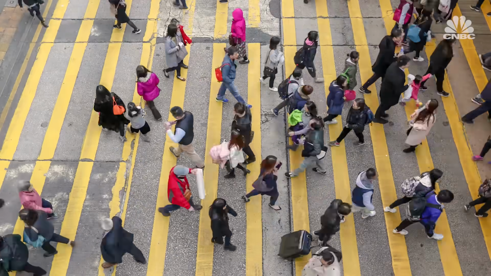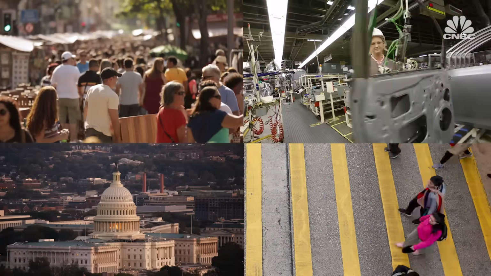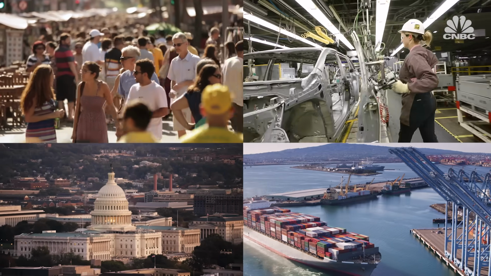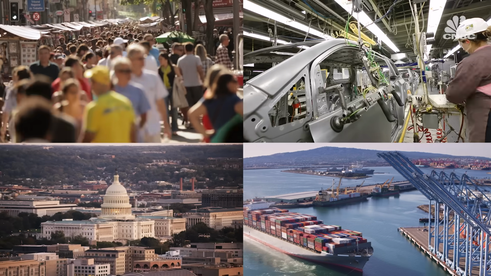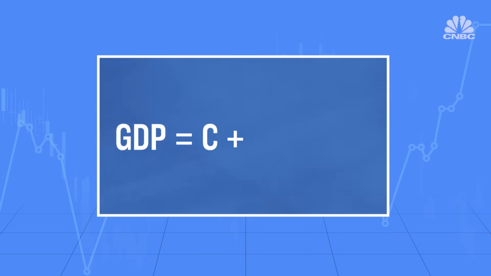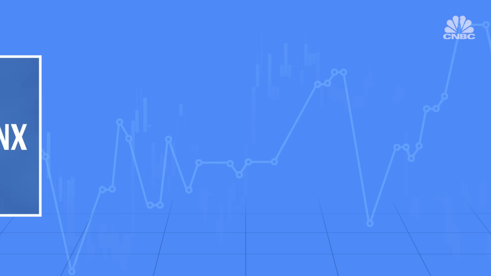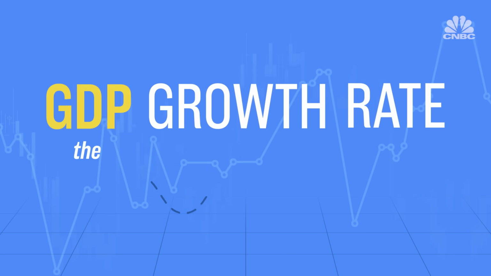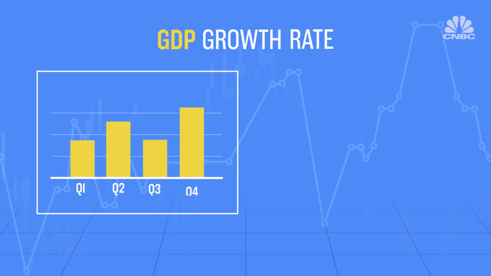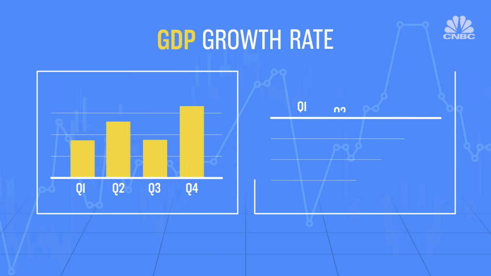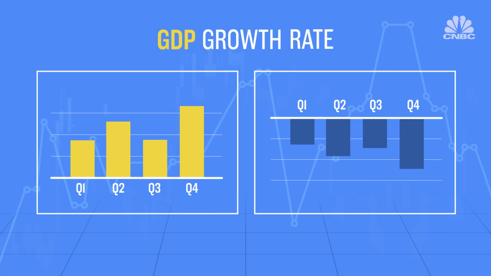Countries around the world collect data on consumption, investment, government spending, and net exports. This makes GDP a universal measurement and a way for countries to stack up against one another. But it's not just the sum of the equation people look at. You'll often hear about the GDP growth rate, or the percentage change in GDP over time. Generally, if an economy is healthy, GDP growth expands. If an economy is in bad shape, GDP growth contracts.